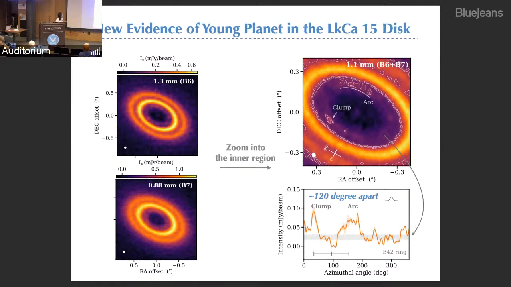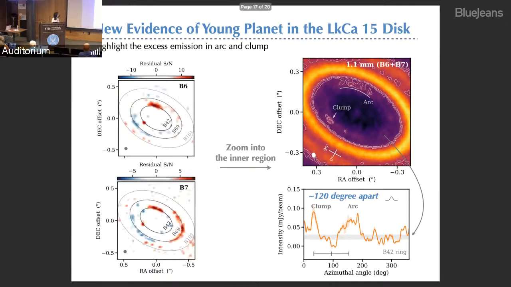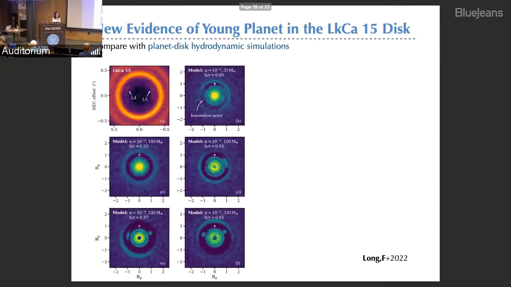We can also take a closer look at the 2 features in the residual map. You can see that in the residual map, the 2 features are both significantly detected at 2 different bands. And this makes our detection quite robust. So we are very excited about this finding. This is because similar patterns have long been predicted in planet interaction simulations. So it could be used as a smoking gun of planets there, but lacked observational evidence.